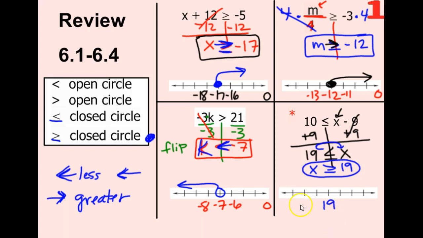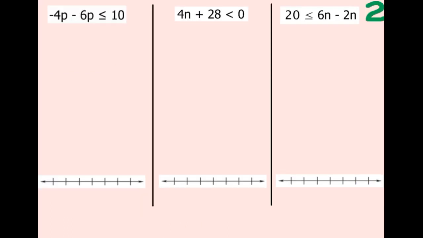So I have 19, closed circle here. We can put 18, 19, 20 on here if we'd like. And then greater than 19 would be towards 20 to the right. Alright, that was from 6.1 and 6.2. A couple more on solving with multi-step inequalities here.